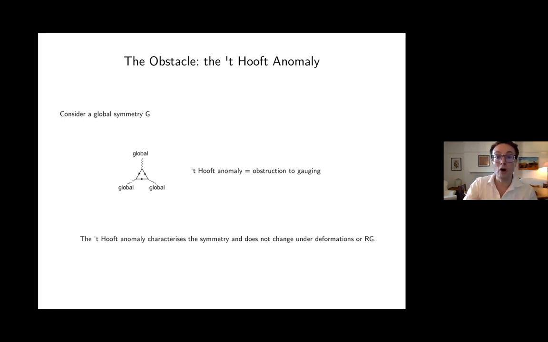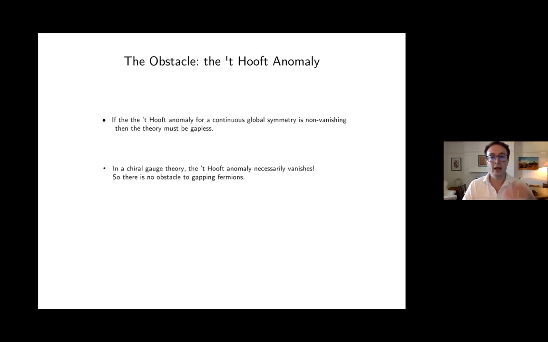Now, this 't Hooft anomaly is the real obstruction to gapping fermions. In particular, if you have a continuous symmetry and the 't Hooft anomaly is non-zero, then there's no way to give a mass to those fermions while preserving the symmetry G. And the reason is the following: you give a mass to the fermions preserving the symmetry G, but if you look at energy scales below that mass, there's nothing to tell you about the 't Hooft anomaly. The 't Hooft anomaly should be RG invariant.